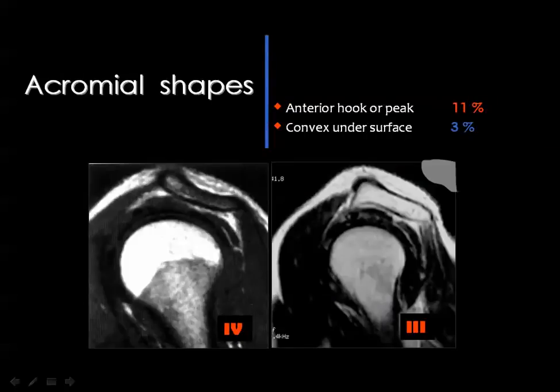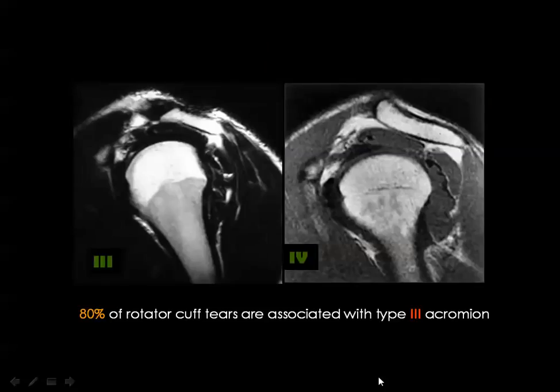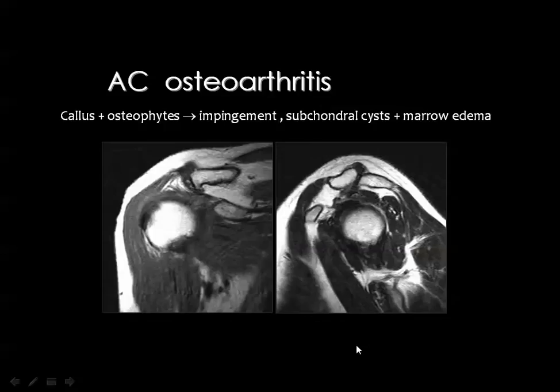And the type 3 is the acromion with anterior inferior hook, and this is the dangerous one, contributing to degeneration and tears of the supraspinatus tendon. And the least common type, which is acromion with convex inferior or convex undersurface. And this is type 3 acromion with anterior hook, and this is type 4 acromion with convex undersurface.